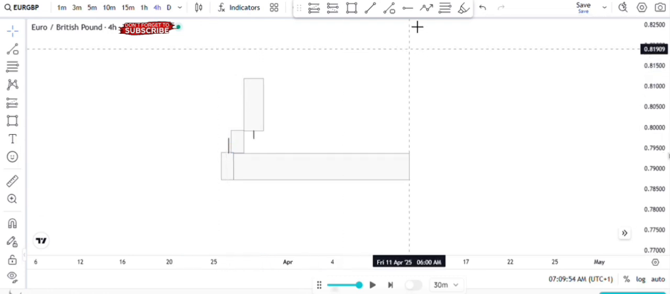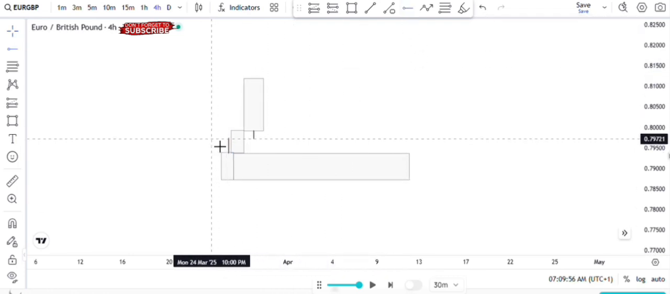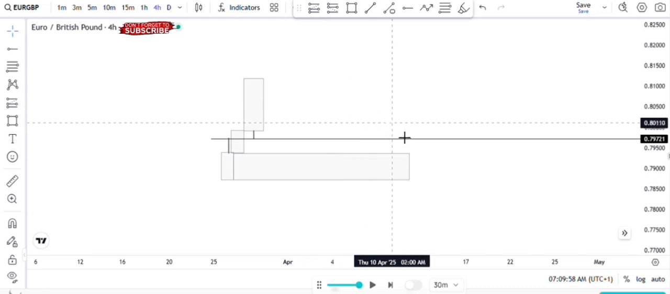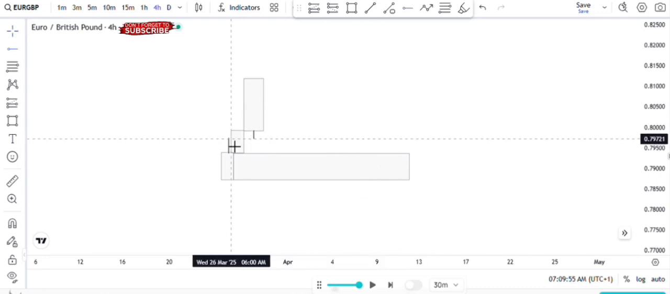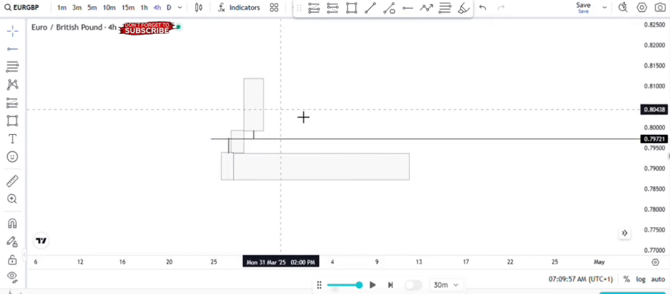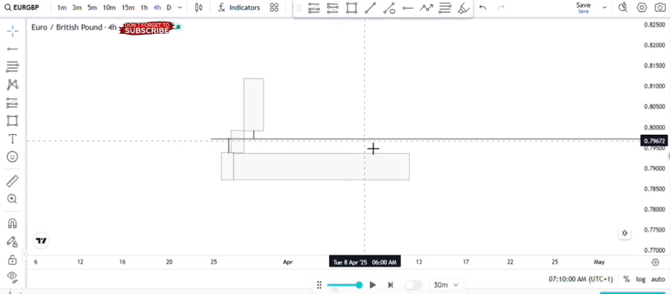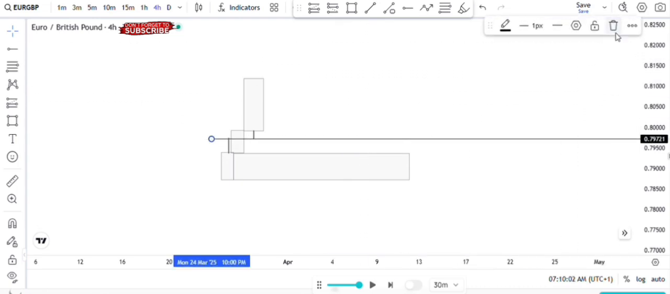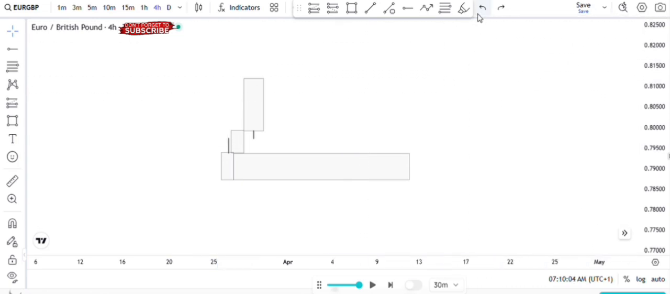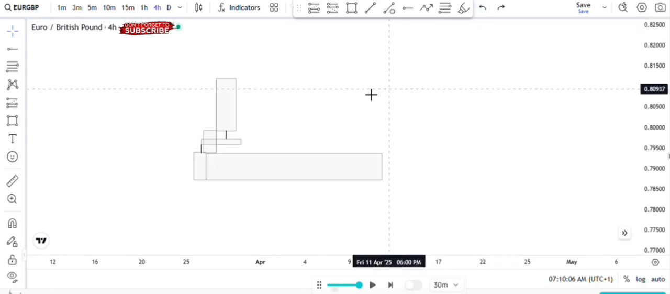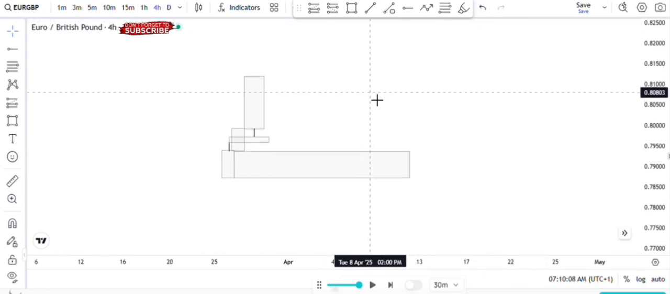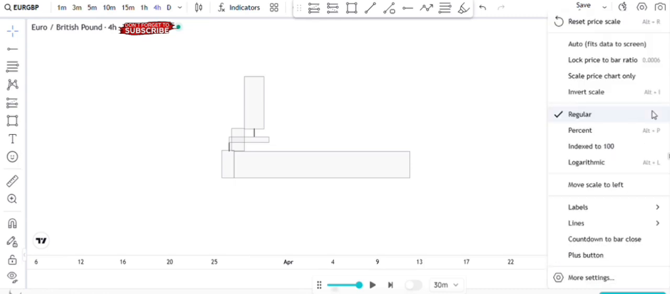But whenever you see the wick of your first candle coincides with the wick of your third candle, then definitely your order block is a low probability order block. But it might work in some scenarios. So now, same goes for bearish price action.